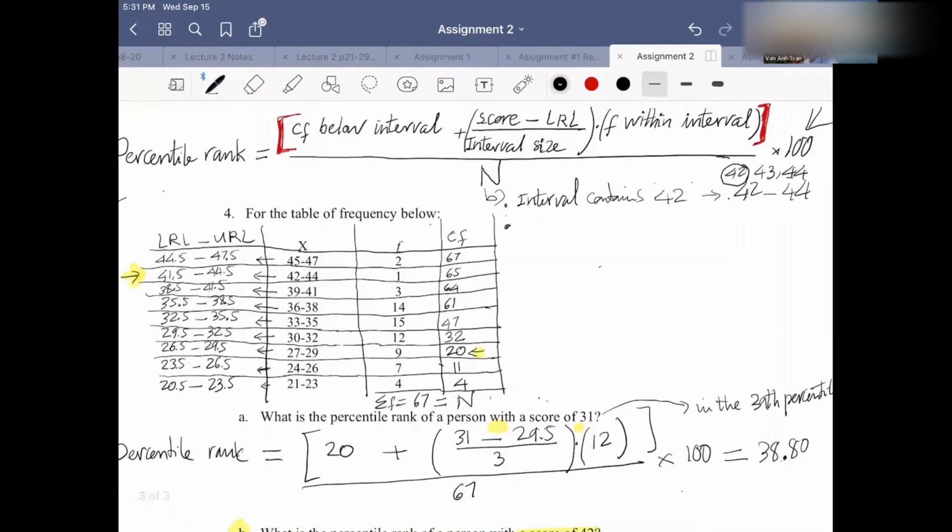Next, we need to find the cumulative frequency below that interval from 42 to 44. What is the cumulative frequency below that interval, everyone? Type in the chat for me. This is the interval that we're talking about, right? This one right here.